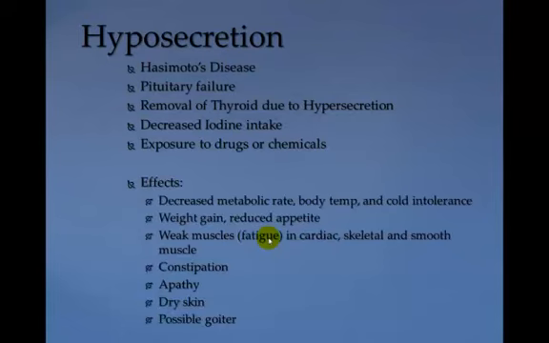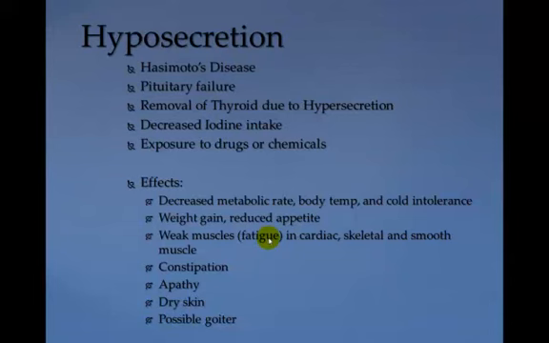The signs and symptoms are what you would expect with a decreased metabolism. Decreased metabolic rate means a cooler than normal body temperature and cold intolerance, weight gain, and a reduced appetite. The heart and lung function will depress. We'll see lower rates because there isn't the need or the demand based on the metabolic rate. The muscles are going to be fatigued. This includes cardiac, skeletal, and smooth muscle. And when we see smooth muscle fatigue, we see things like constipation in the gastrointestinal system.